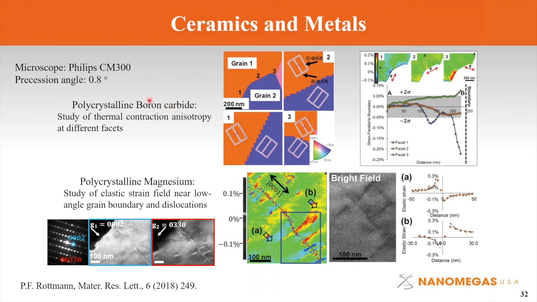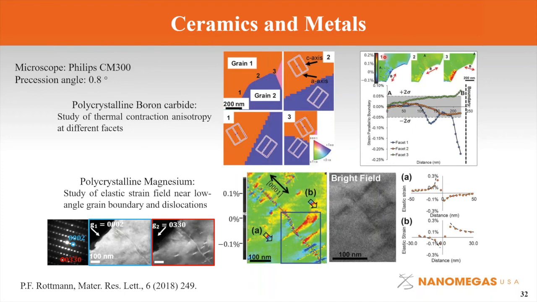So at the boron carbide, the case is to study the thermal contraction anisotropy. So we have two grains. They share the same zone axis, the 1,1 bar 2,0. So grain 1 and grain 2. Those three facets, the inclination of the facets with respect to the z-axis can be measured from the orientation map. And then the strain parallel to the facets is measured with a reference chosen from within the grain 1.